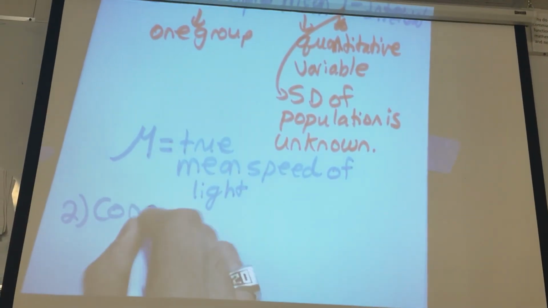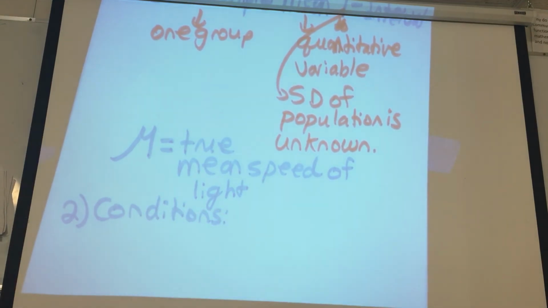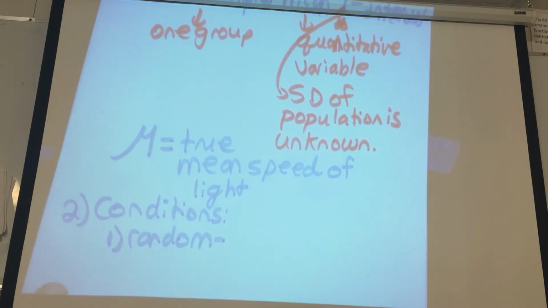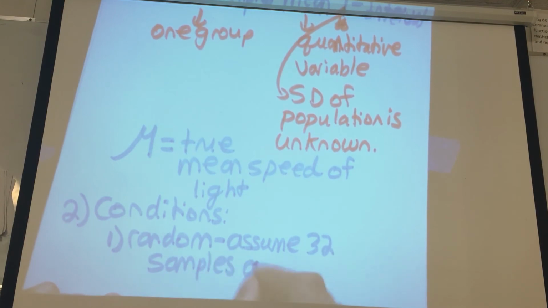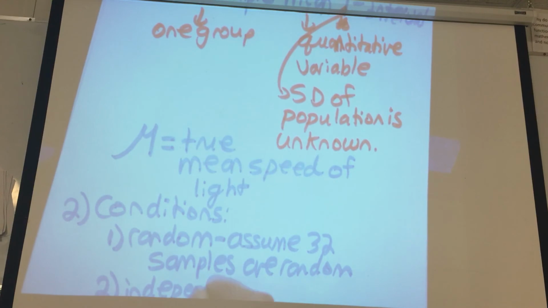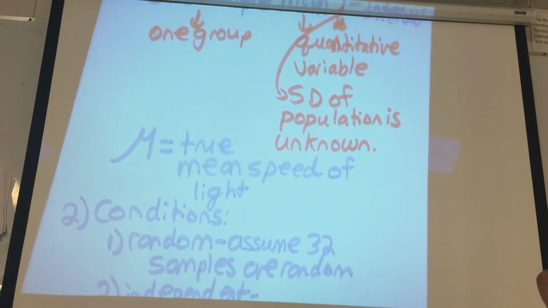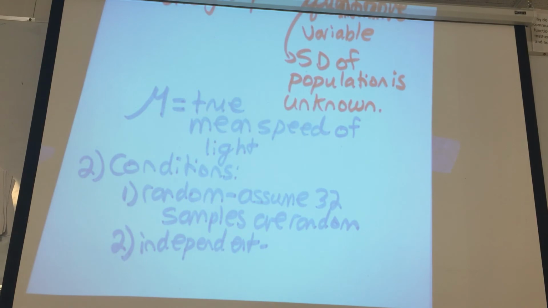Step 2 are the conditions. Again, this is all listed on the board already over there. The first one is random. And do they tell us it's a random sample? No, they don't, but we assume that the 32 samples are random. The next one is independent. We're going to assume that one sample's speed does not affect the other.